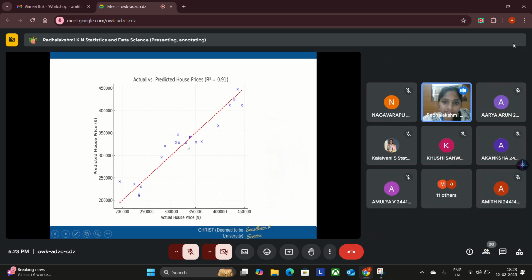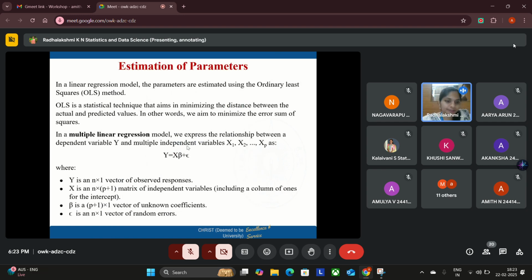That is why, as a convenience, instead of taking yi minus y cap, where y cap represents the predicted values, we go for the squares of the errors. So that is what OLS does.